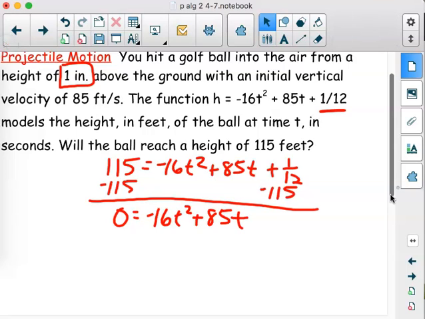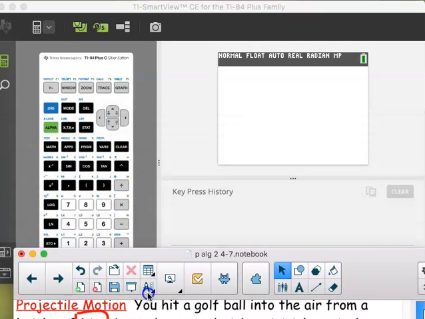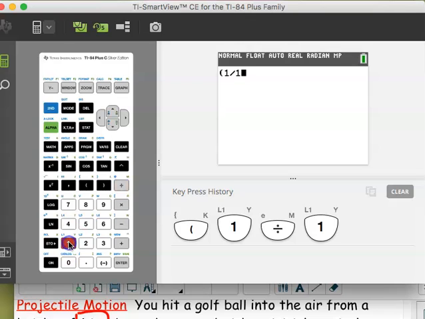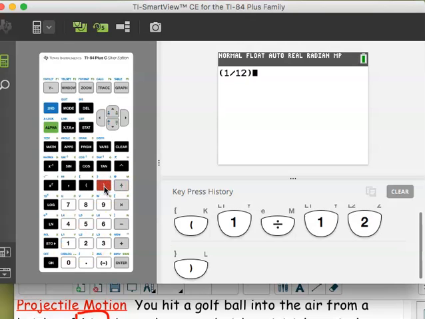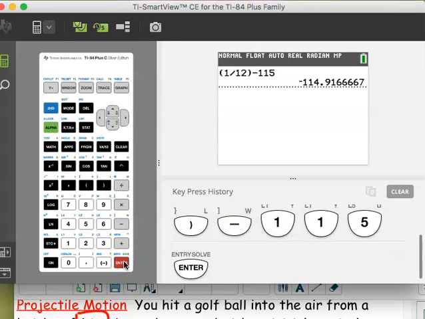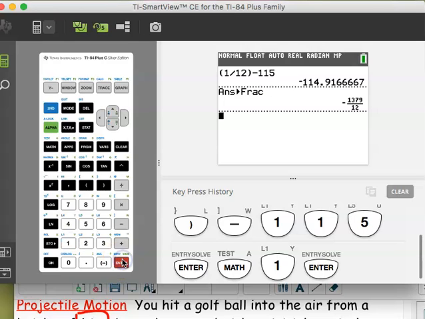And since these are bigger numbers, we might just want to plop that in the calculator and let the calculator tell us. But we could always change it to negative 114 and 11/12. But that's going to be kind of awkward to work with. So on the calculator, parentheses 1 divided by 12, parentheses, minus 115, and then hit math, number 1, fraction conversion, and enter. Yeah, that's not a very nice number.